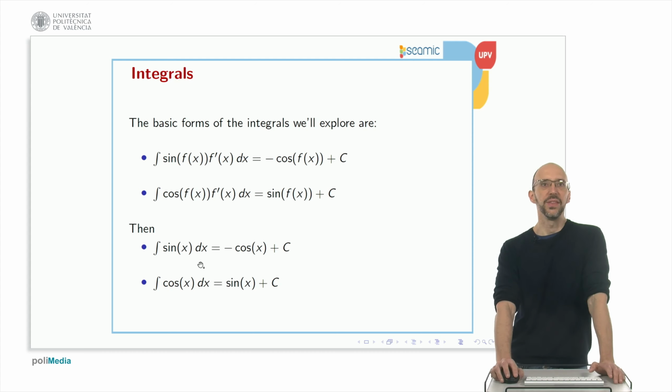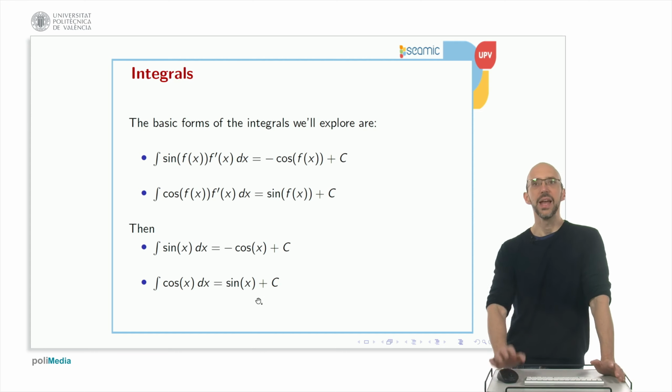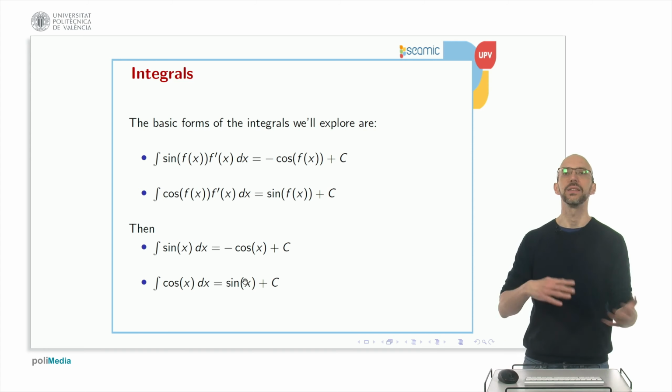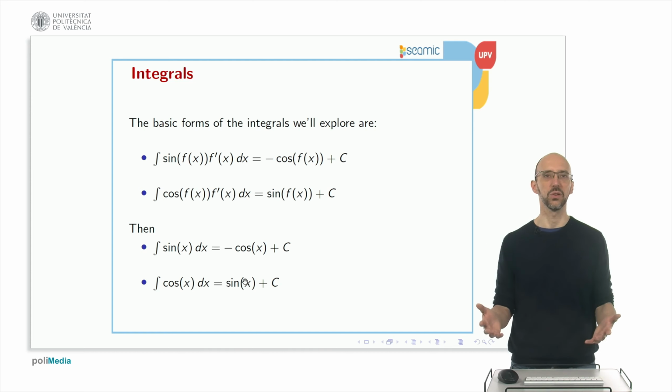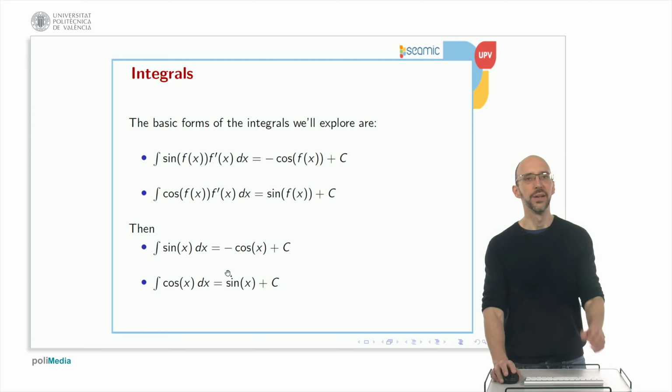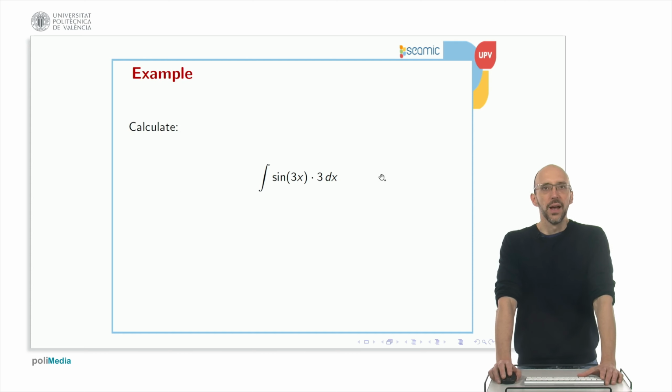As a specific case, when the function is just x, I get these two formulas that probably you know already. The integral of sine of x would be negative cosine of x, and the integral of cosine of x is going to be sine of x. This makes sense. Why? Because the derivative of negative cosine is sine, and the derivative of sine is cosine, okay? Remember that you can just check if the solution you find is correct or not, okay? Come on, let's continue.